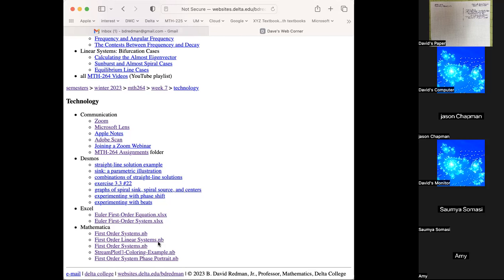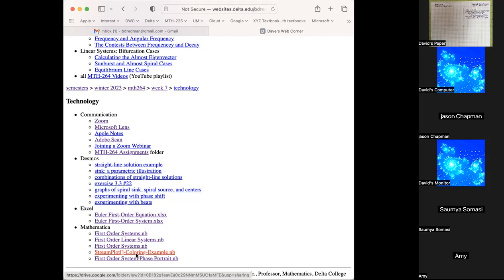But I do want to draw your attention to first order linear systems, the notebook right here. This notebook will graph any of the images I'm asking you to produce in chapter three, certainly. And so I might demo this notebook later tonight. And I did update this notebook so that it has the correct coloring commands that I demonstrated in the stream plot coloring example notebook.